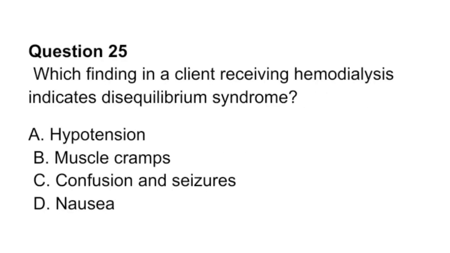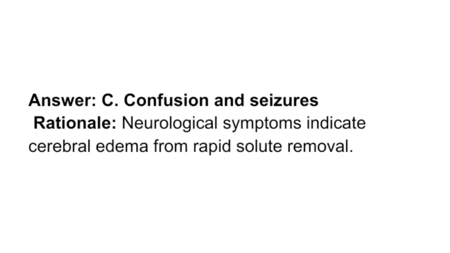Question 25. Which finding in a client receiving hemodialysis indicates disequilibrium syndrome? A. Hypotension. B. Muscle cramps. C. Confusion and seizures. D. Nausea. Answer: C. Confusion and seizures. Rationale: neurological symptoms indicate cerebral edema from rapid solute removal.